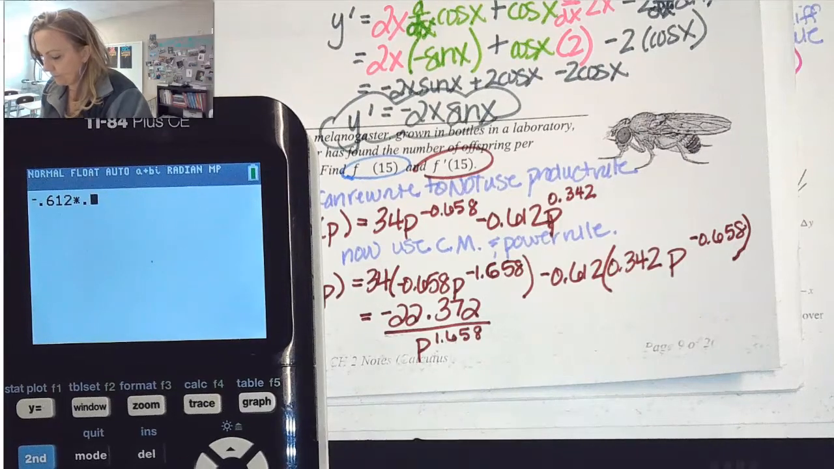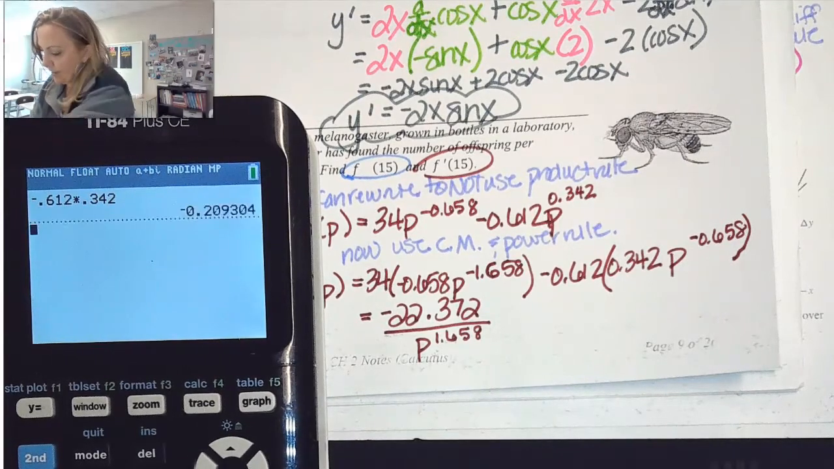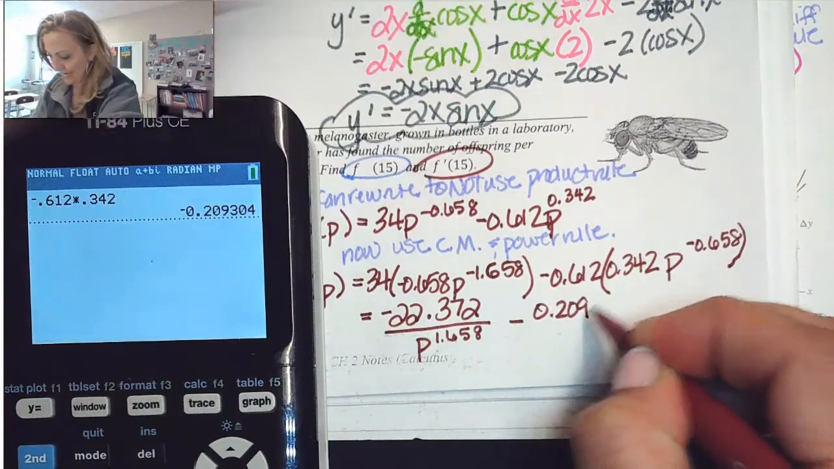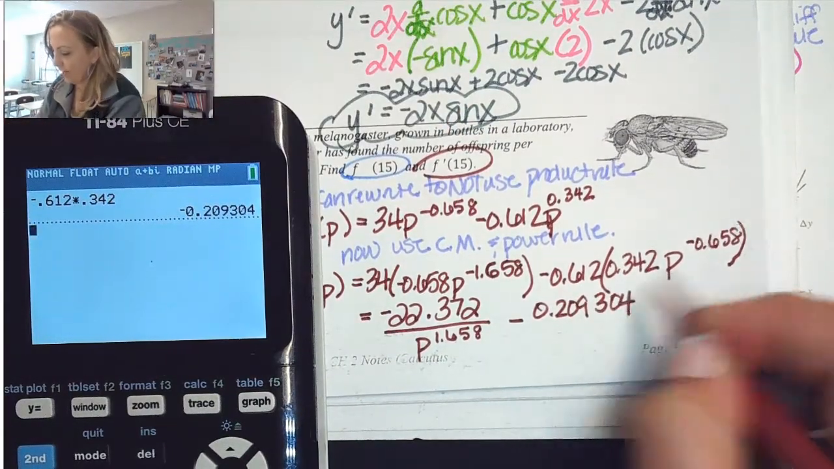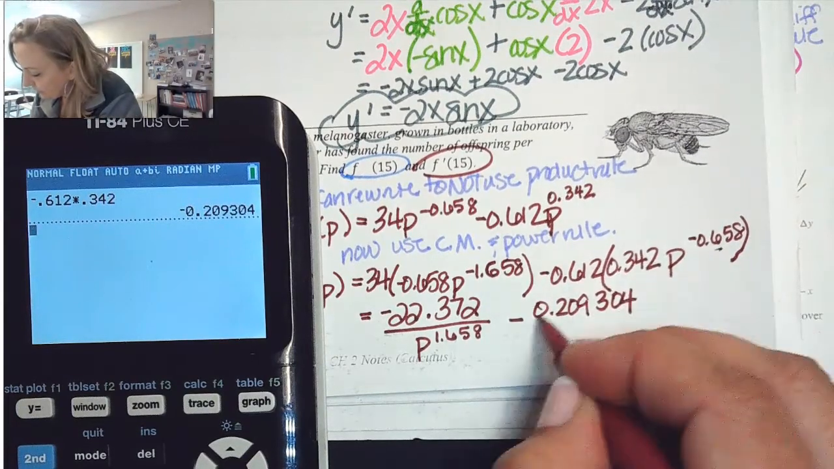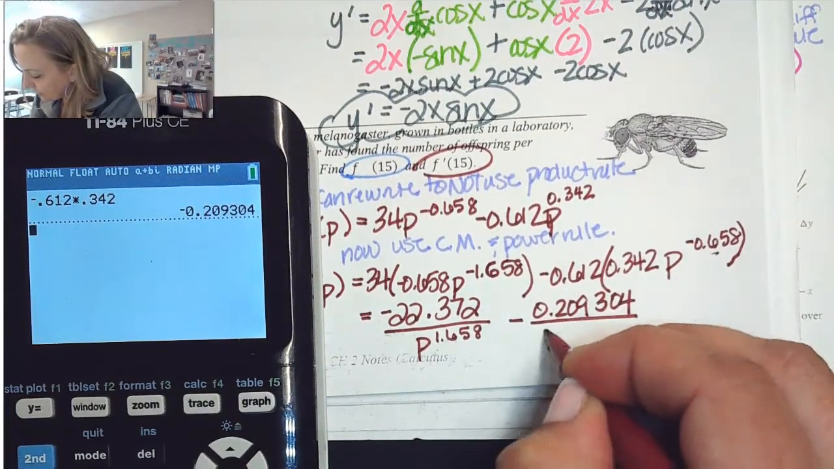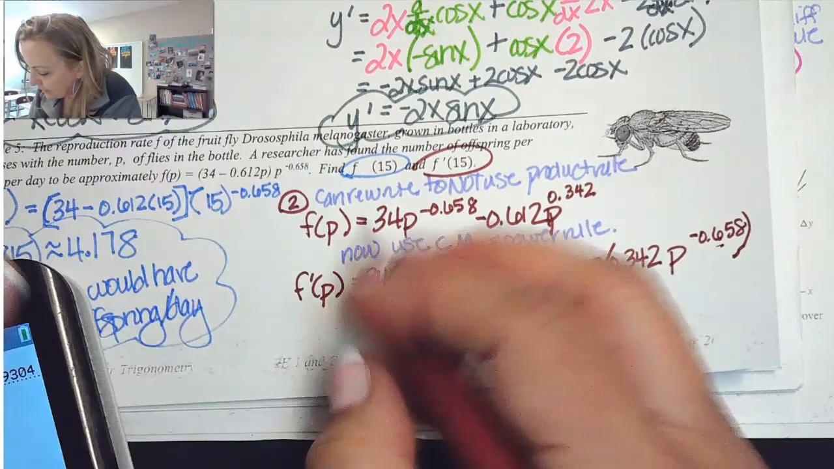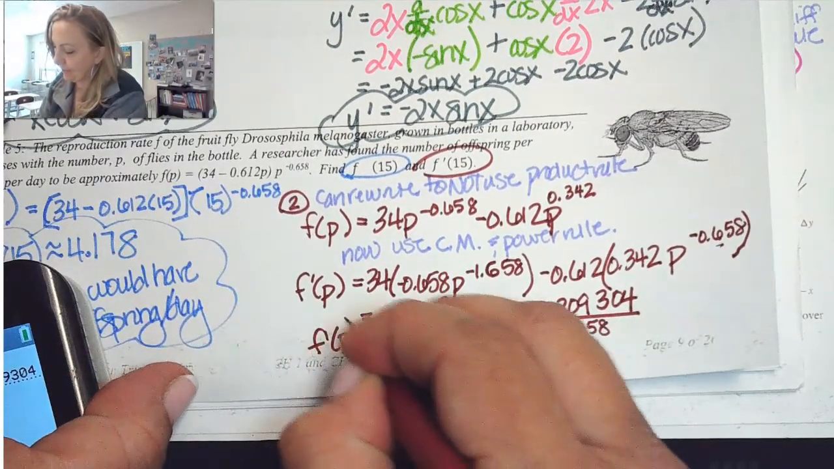Okay, so then that's minus 0.209304, and then we have another negative exponent, so I'll just put that under here. So p to the 0.658. And so that's my f prime of p.